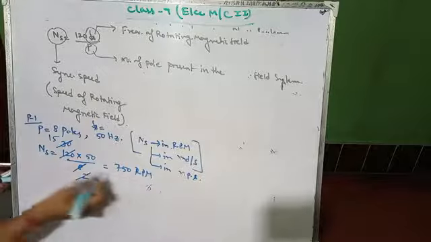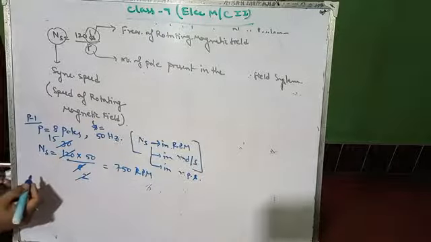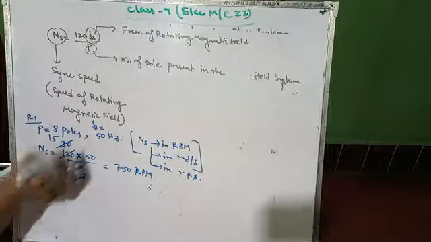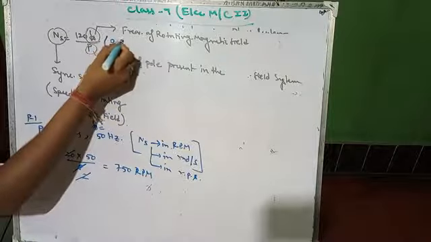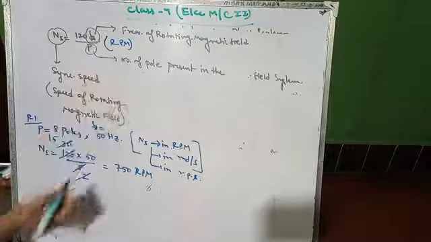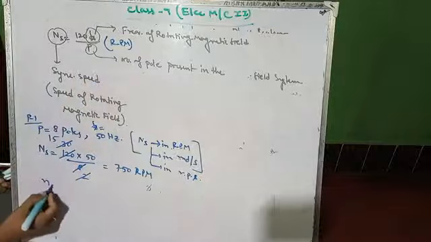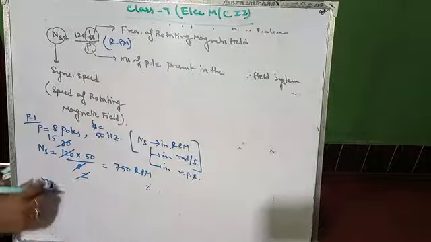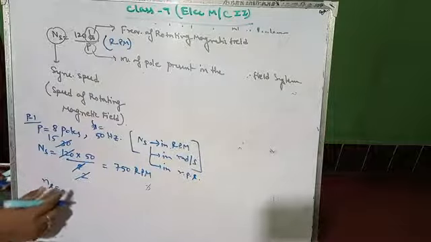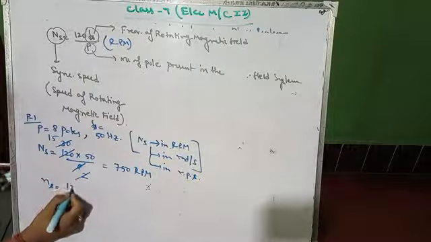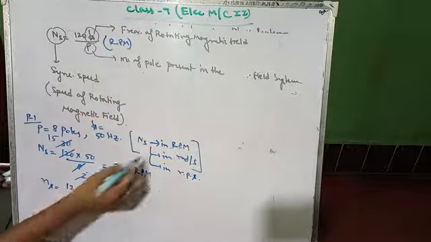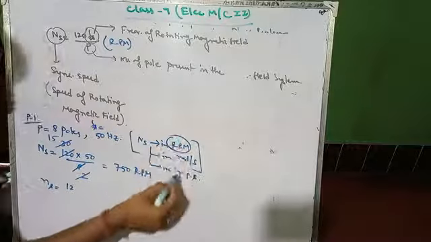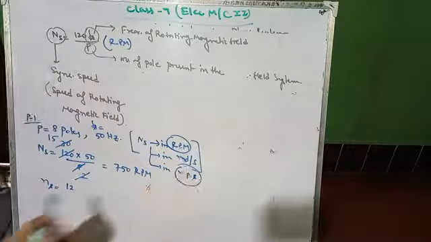750 RPM is the synchronous speed for the field flux. So basically the unit will be RPM. If we find the speed in RPS, then we can express it as small n of s. So what will be the formula? How to find this speed in rps from the rpm?